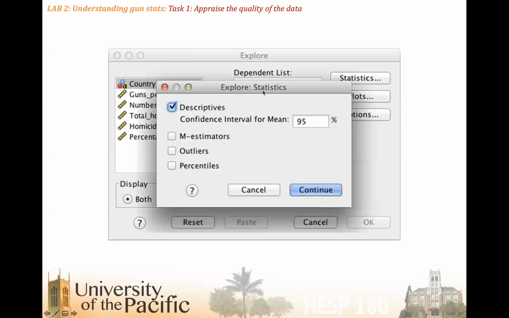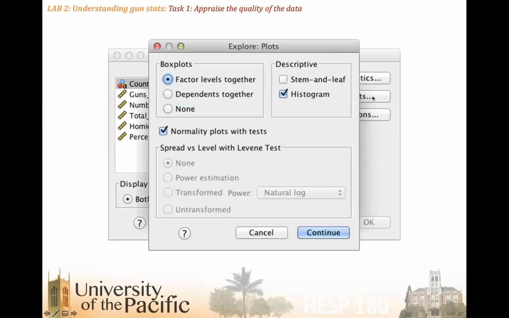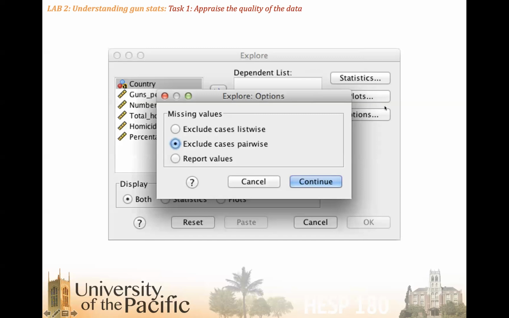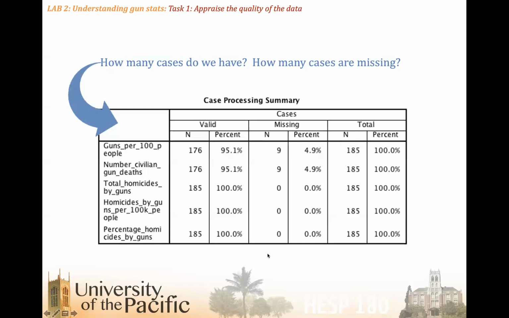Click on the statistics button, hit descriptives, right? So you're going to get your descriptives, your mean, standard deviations, your confidence intervals. So that's the descriptive button. And then click on the plots button. These are the three options you choose: the histogram over here, the normality plot with tests, and then continue, and then hit the options and exclude cases pairwise. Hit continue, hit OK, and then you're going to get your outputs.